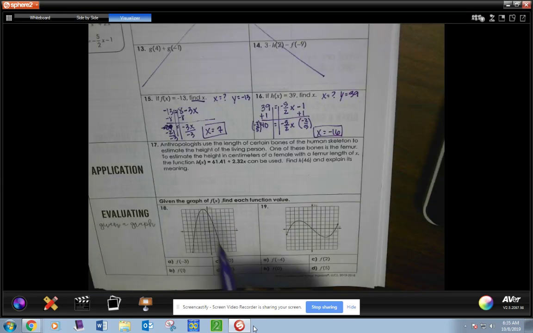Okay, now a word problem, not much different. You're still going to solve the exact same way. Anthropologists use the length of certain bones of the human skeleton to estimate the height of a living person. One of these bones is the femur.